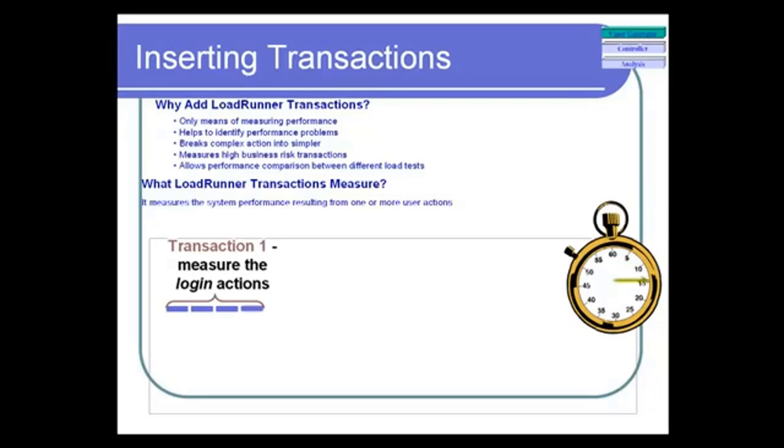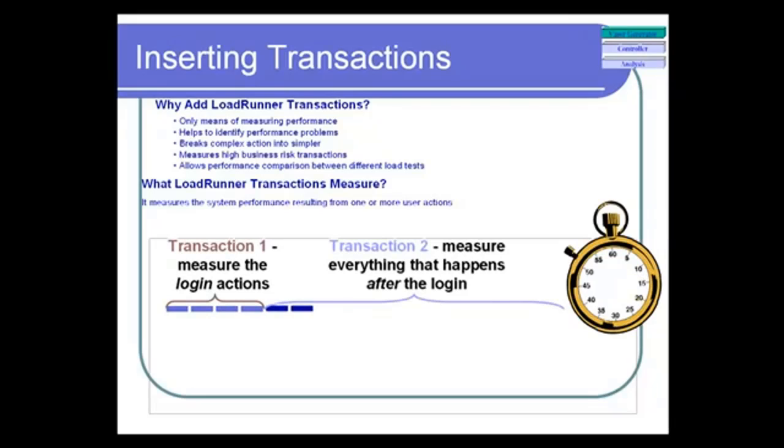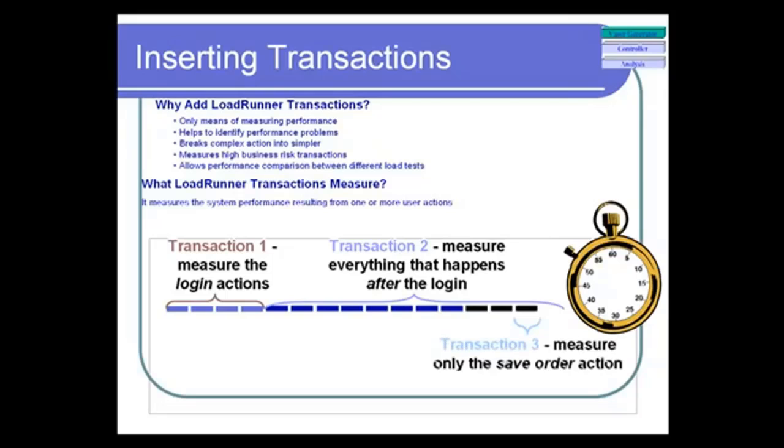A pictorial demonstration. Transaction 1 measures the login actions. Another transaction, transaction 2, measures everything that happens after the login. Transaction 3 is a sub-transaction under transaction 2 which measures only the save order action under transaction 2. Let's have a look in LoadRunner.